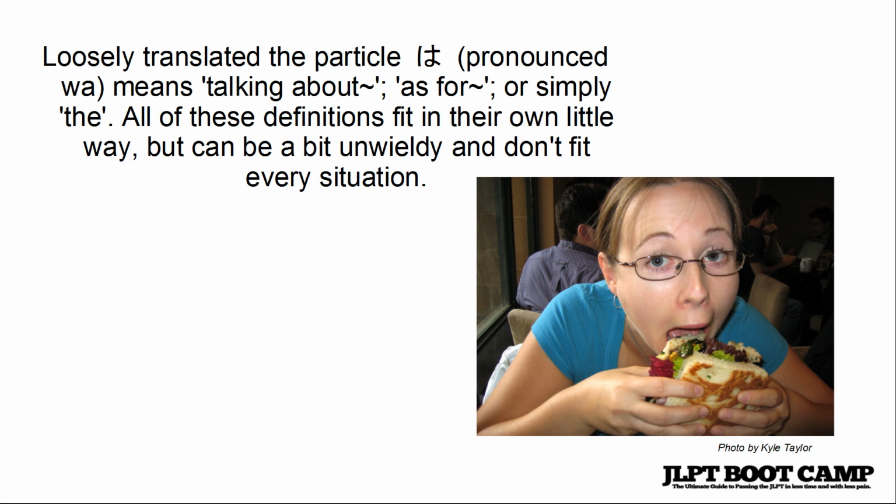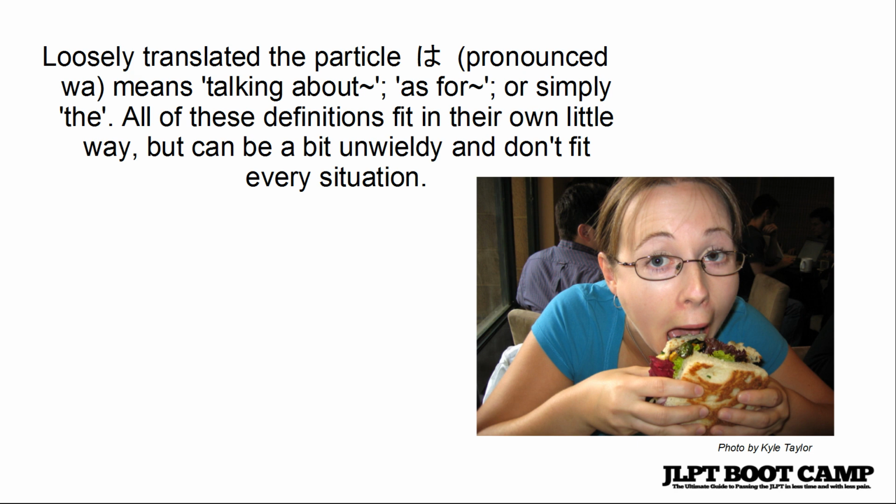The wa particle is one of those critical grammar points that you really need to master in Japanese in order to use it well. It's the wa particle and the ga particle. These are the two that give people a lot of headaches. Even up to the N1 level, sometimes there are questions that involve whether you use the wa particle or the ga particle. So it's important that early on you start to understand the differences between these two particles and how they're used.